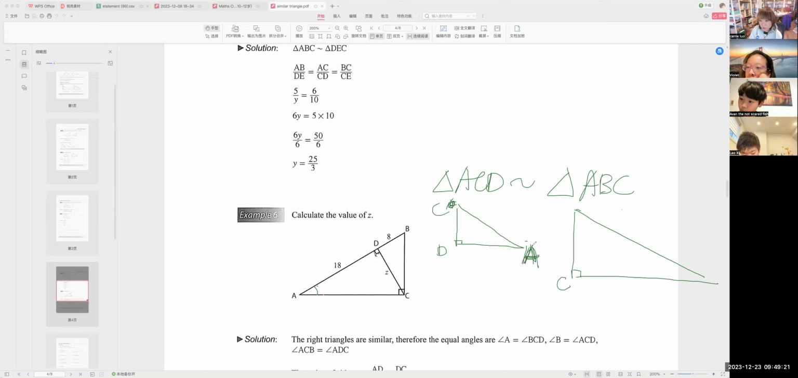You cannot just randomly put this one. You can see A is a smaller angle, so because A is here, B is here. So it's A, B, C, and A, C, D. And CD is Z. AD is 18, DB is 8. So that's why AB equals 8 plus 18.